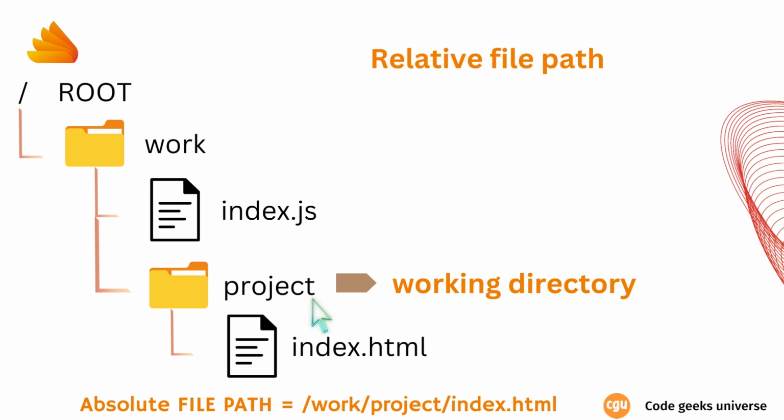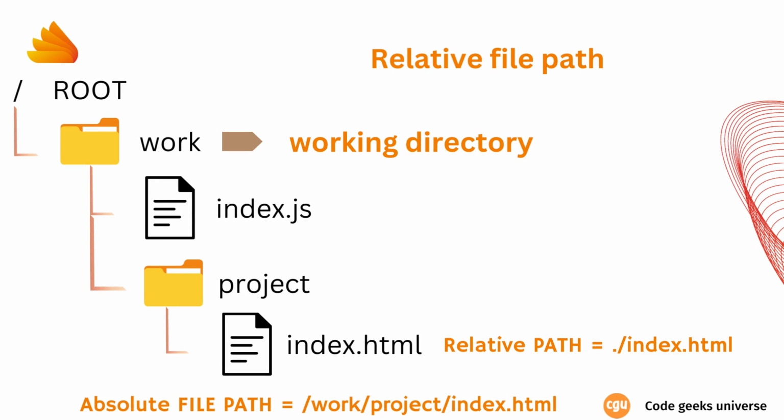So given that we are here and we are trying to get here, the relative file path is simply dot, then slash, then index.html. The dot slash signifies look in the current folder for this file. If we switch up our working directory and let's say we are now working from the work folder, how do we get to this index.html? Well, the absolute file path will not change for this file, but the relative file path will now be ./project/index.html. So we are walking from here to here, then to here.